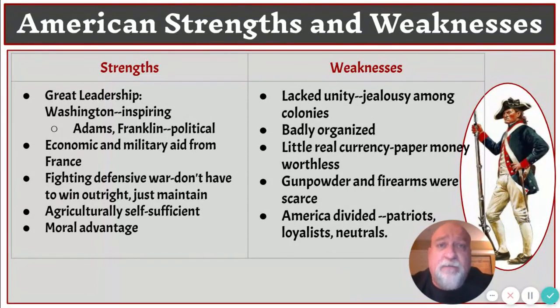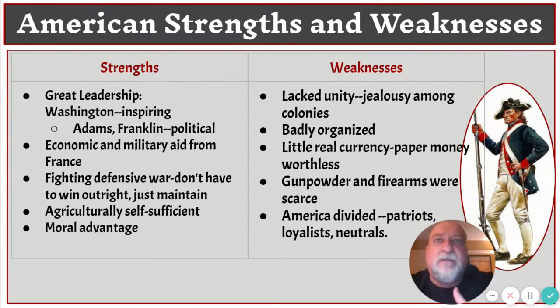First of all, the Americans do have great leadership. Washington is going to be undisputedly an inspiring military commander. Adams and Franklin and many others are going to do a great job politically. And especially where Franklin and Adams shine is they convince France to join the war against England. Now you have to remember, France and England have hated each other for centuries. So America's playing that. They're going to France and saying, hey, we're fighting your oldest enemy. Why don't you help us?